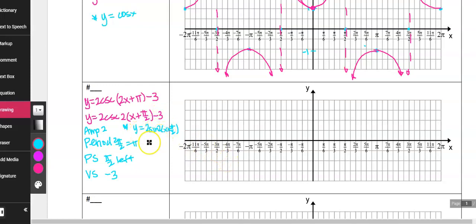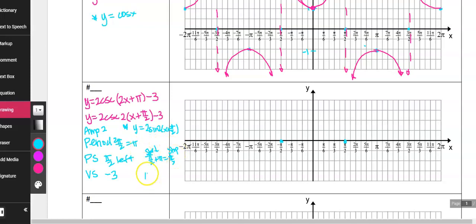All right, so I'm going to start at negative pi over 2, and I have the period of pi. So that means I'm going to start at negative pi over 2, and I'm going to finish at pi over 2. I know that because negative pi over 2 plus pi is pi over 2. So I have a start, I have my period in the middle, and I have a stop.